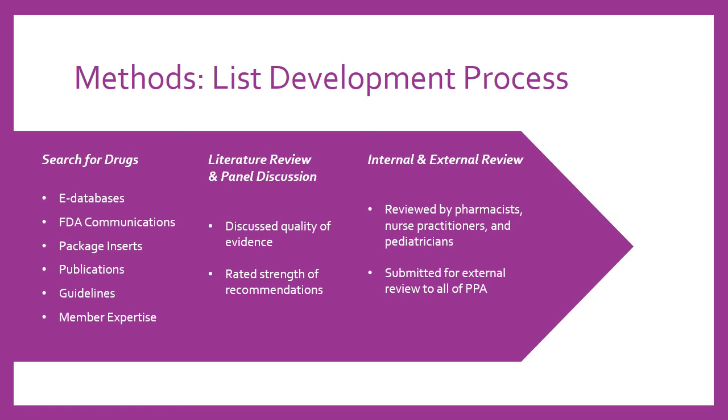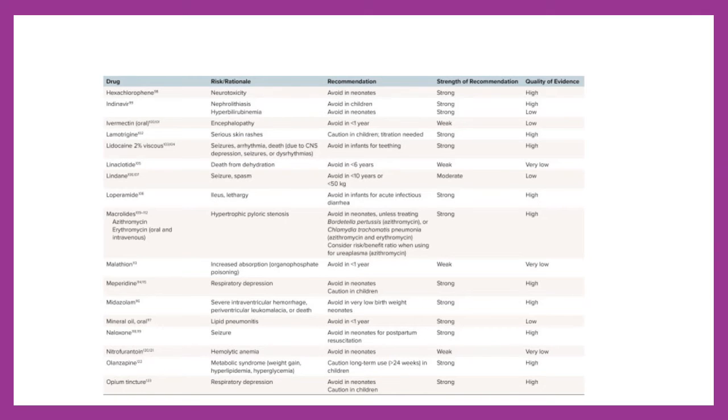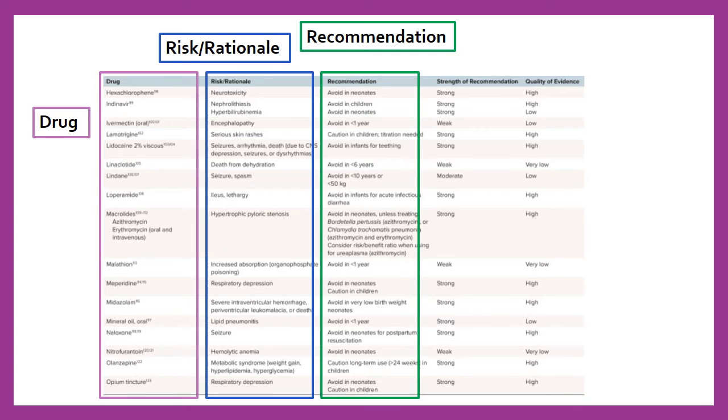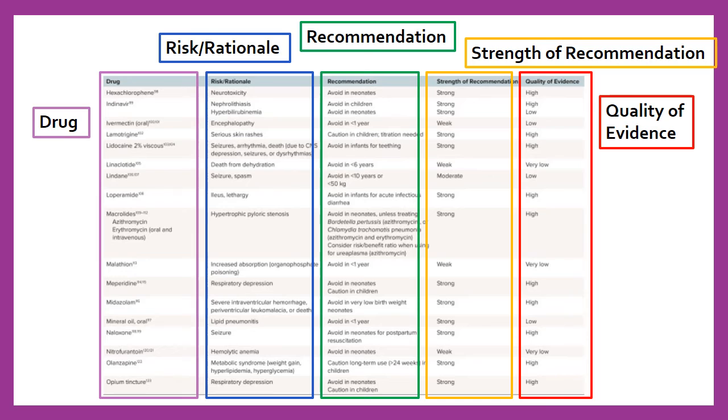1,500 PPA members. Anyone could submit comments for up to 30 days. The end product was 67 drugs and 10 excipients. So here's a portion of the list. If we break this down, there's the drug or the excipient and the risk or rationale, which are pretty self-explanatory. There's also the type of recommendation, the strength of the recommendation, and the quality of evidence. I'm going to go ahead and define these three even further.